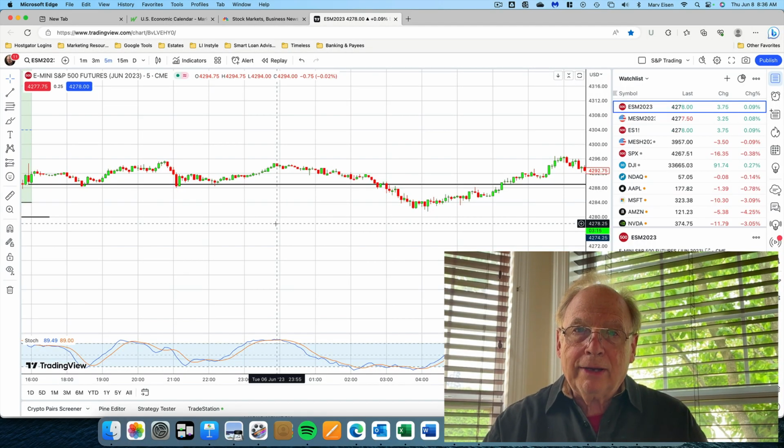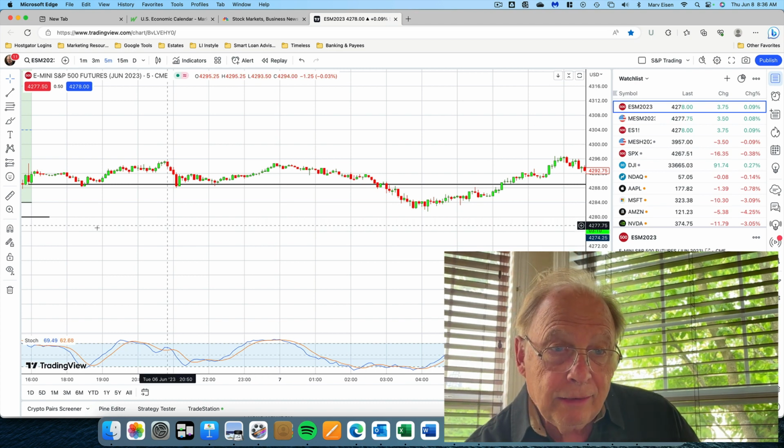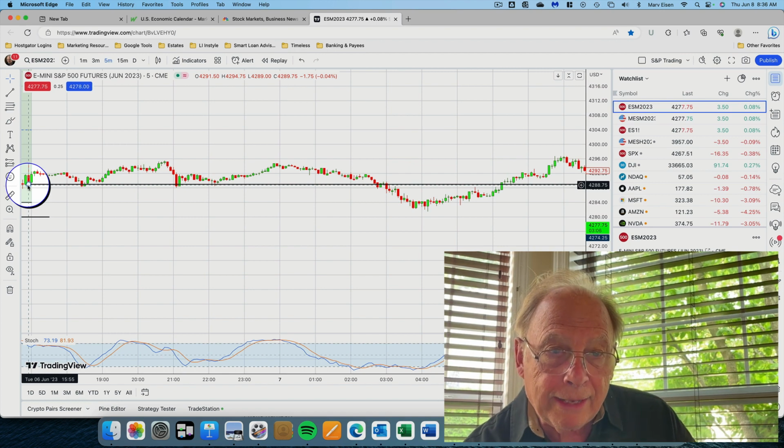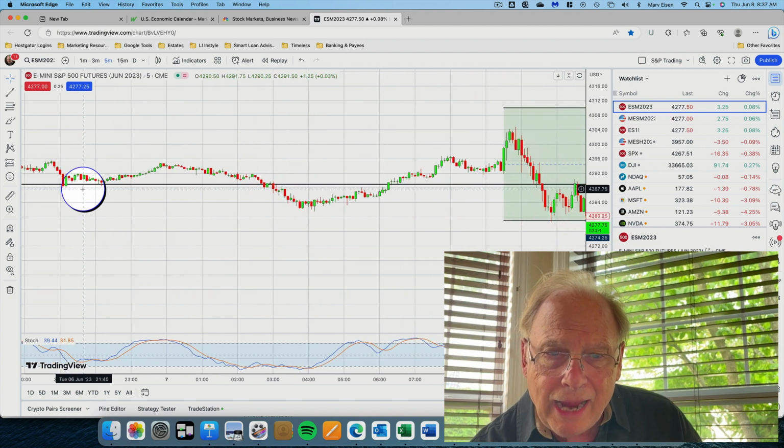You're looking at the chart of the overnight of the E-mini on Tuesday, June 6th. And here the market closed right over here at 42.88, okay? So I drew a horizontal line right at the close. I marked the close and I carried it over.